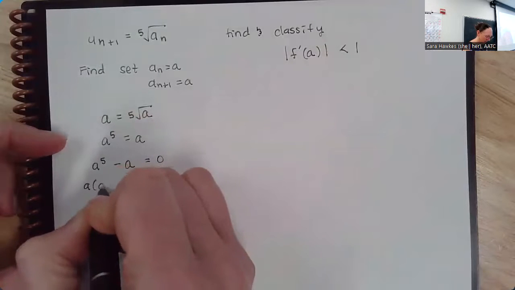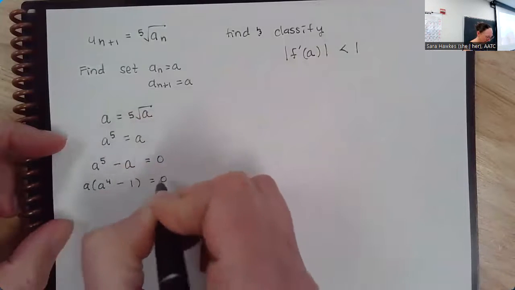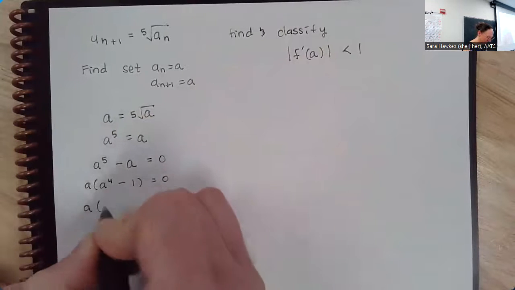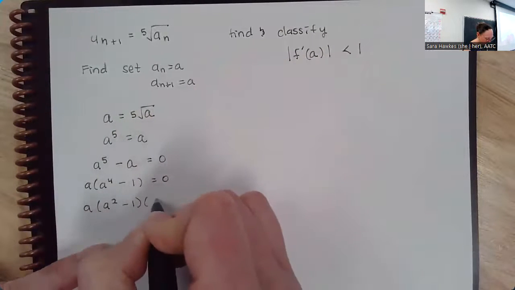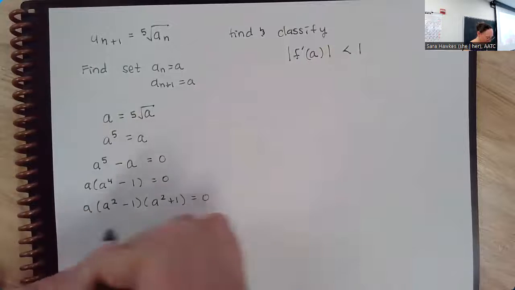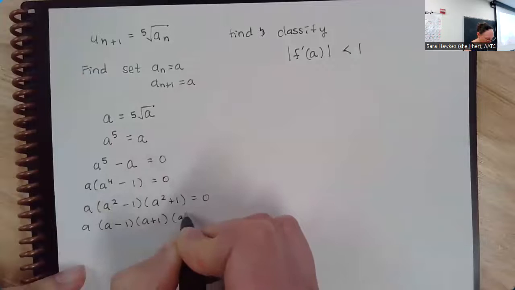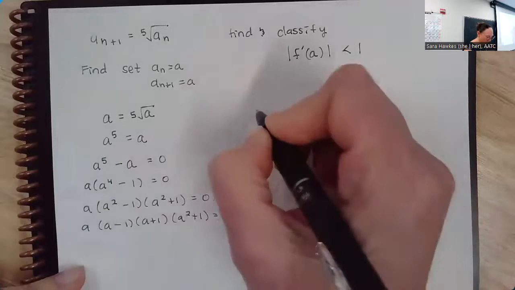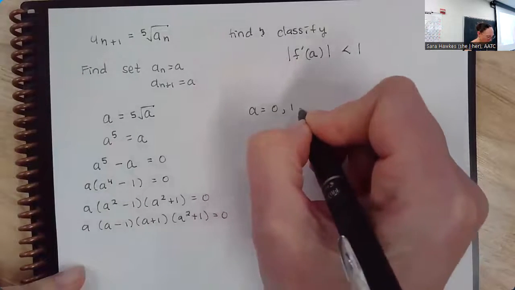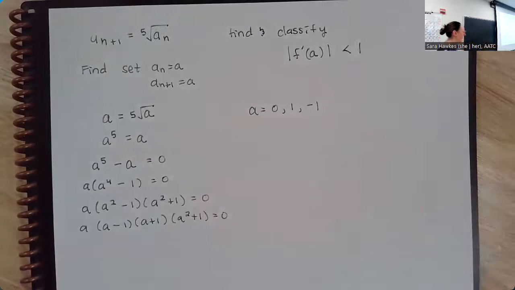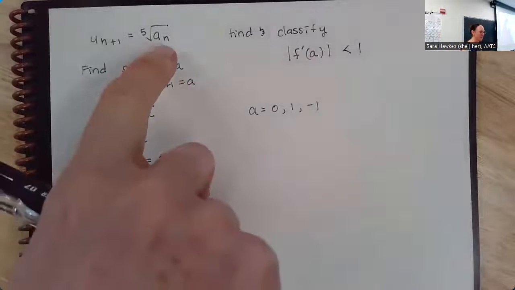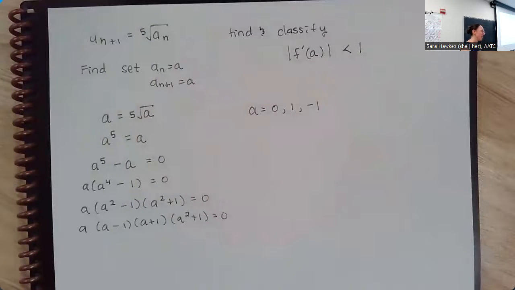And if I factor that, and I keep factoring that, I'm going to get that my three possible equilibria are 0, 1, and -1. By the way, -1 is still viable because I'm taking the fifth root. So the fifth root of -1 is defined. So I am going to want to check all of them.